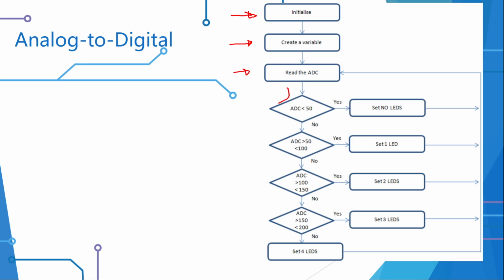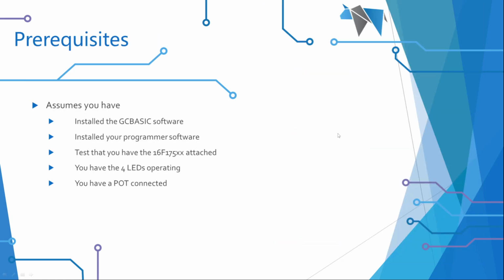And then if the value is between 0 and 50, there'll be no LED set. If it's between 50 and 100, set one LED. 100 to 150, set two LEDs. 150 to 200, set three LEDs. And finally, four LEDs. And then do the whole thing again. I think there's a little delay in there. Can't remember. We'll see. But it's a very simple process.